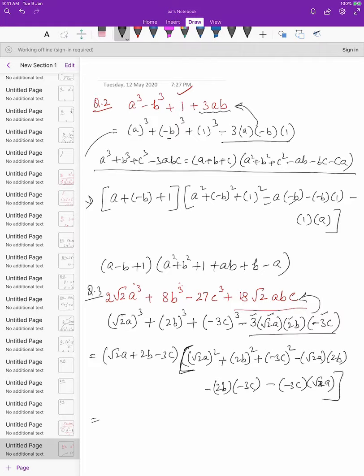And after simplifying we get root 2a plus 2b minus 3c. Inside the bracket we get root 2 whole square will be 2 only. So 2a square plus 4b square plus 9c square minus 2 root 2ab plus 6bc plus 3 root 2ac. And this is the factorization of this expression.